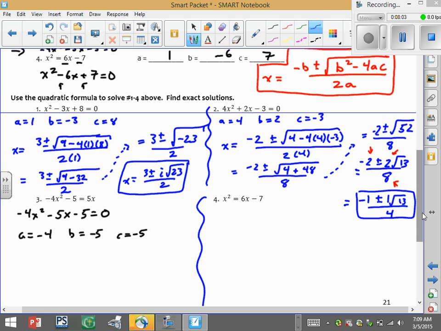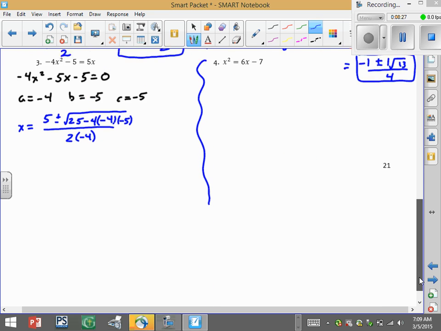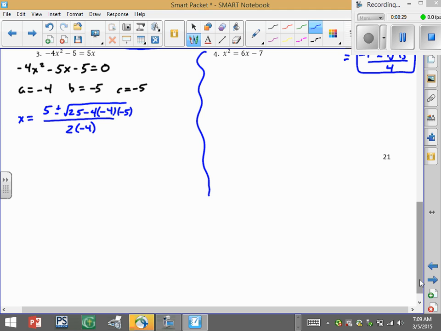So we have x equals opposite b, so that's 5, plus or minus the square root. Negative 5 squared is 25. 4 times a is negative 4, times c is negative 5, over 2 times negative 4. So again, at this point, you just have to combine what you can combine and simplify what we can simplify. So do it one step at a time.